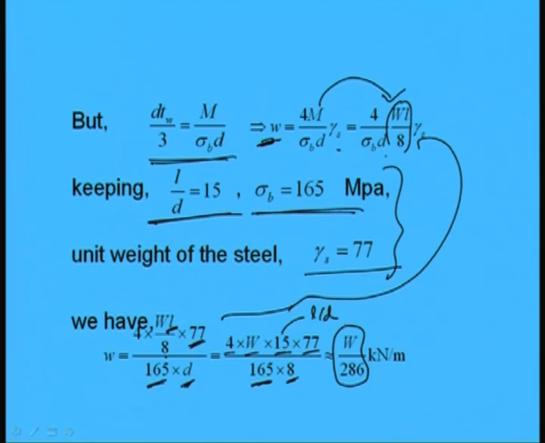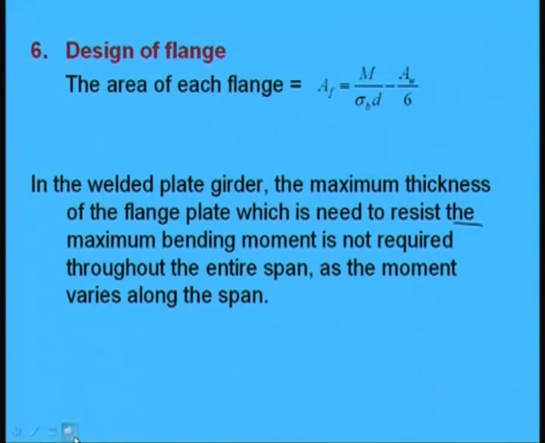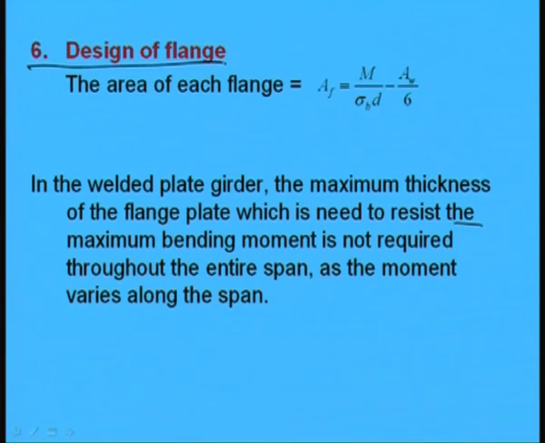So, in this way we can find out the self weight of the girder. The approximate self weight of the girder can be found out in this way, which can be assumed from this equation, that is W by 286. So, now we will see how to design the flange, right. So, the step is the design of the flange for a welded plate girder.